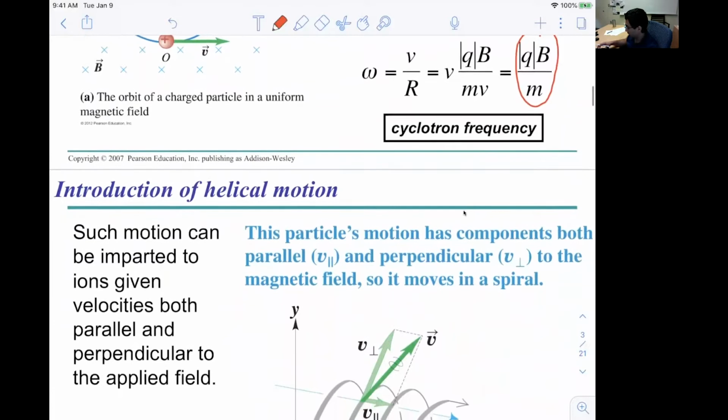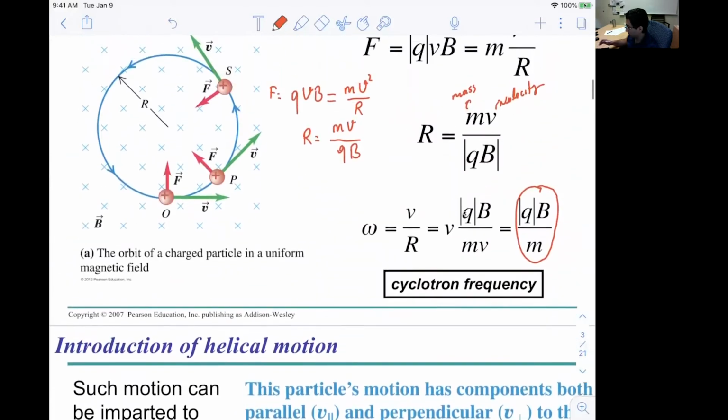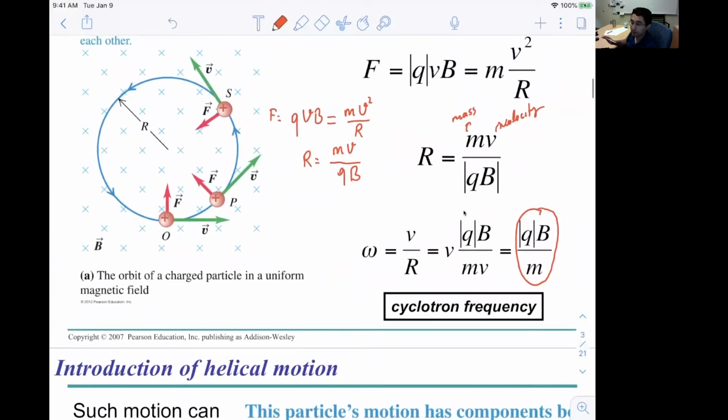So this case is true when the velocity is perpendicular to the magnetic field, which means that the angle between them is 90 degrees. That's what you see here. The magnetic field is going into the page. And the velocity when it enters, or anytime it's on the plane, is always perpendicular.